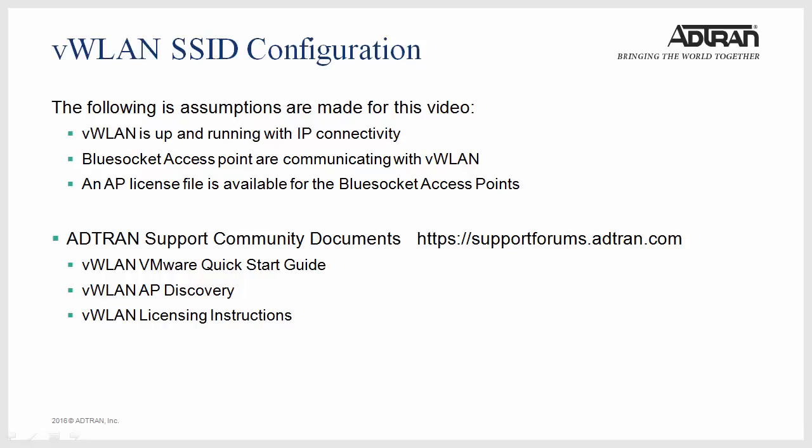To demonstrate the minimum vWLAN configuration required for Bluesocket access points to advertise SSIDs and allow client connectivity, the following assumptions are made. First, vWLAN, whether it's virtual or appliance, is up and running with IP connectivity. Next, the Bluesocket access points are communicating with vWLAN. And then last, an AP license file is available for the Bluesocket access points. Documents are available in the ADTRAN support community for each one of these topics.